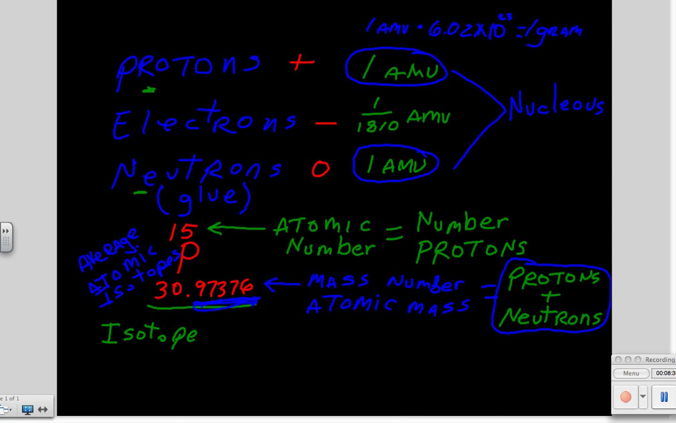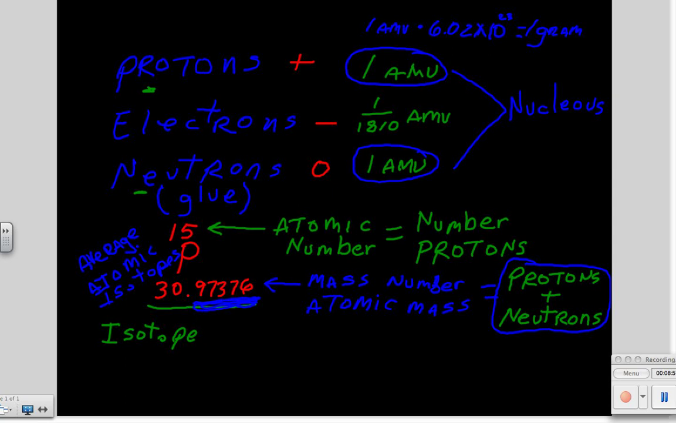Well, then you might think, okay, maybe it's the electrons. Well, the electrons aren't included in that. Where this number comes from is that it is the average of the atomic isotopes that are present in nature. So you can figure out what the atomic mass is based on the number of isotopes present.